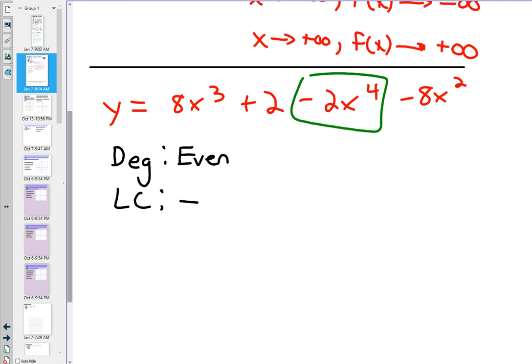So what are the arrows going to do here? Because it's even, if I'm going in the same direction, these will both be going down, like an upside down facing parabola. This is exhibiting down and down end behavior.